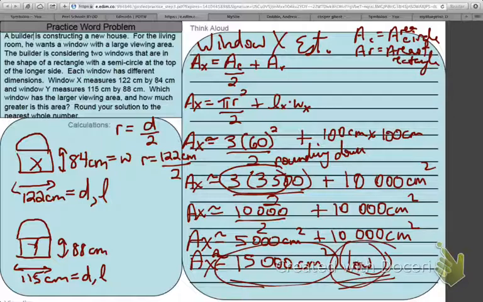Did we round everything down when we did our estimate? Look carefully at this. So did we round down our radius here? Half of 122 is more than 60, so 60 is rounded down. We rounded down pi because 3.14 is bigger than 3. Did we round down our length and our width? No. We rounded one down and we rounded one up a lot, from 84 to 100. So that this is not necessarily going to be low.